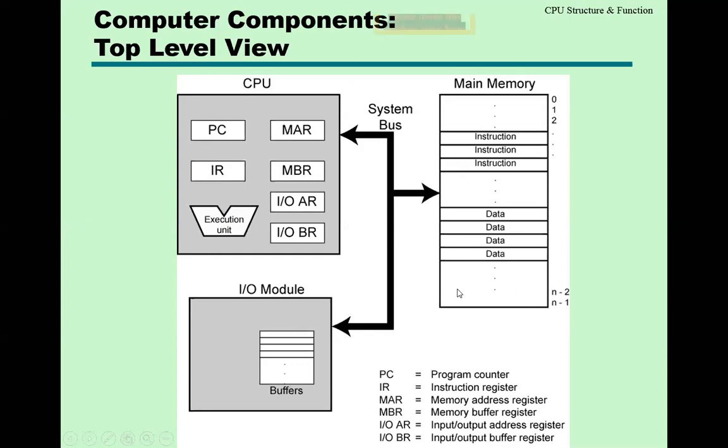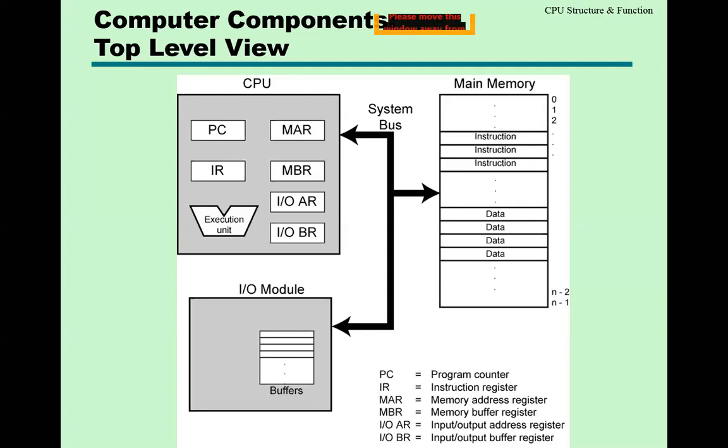The second one is the main memory. Here you will find numbering 0, 1, 2 for each byte of data. This is the addressing for the memory. And here you will find instructions and data in the main memory. It is in binary form, no matter whether it is instruction or data. And the third one is the input-output module. So we have seen these three modules: CPU, main memory, and input-output module.